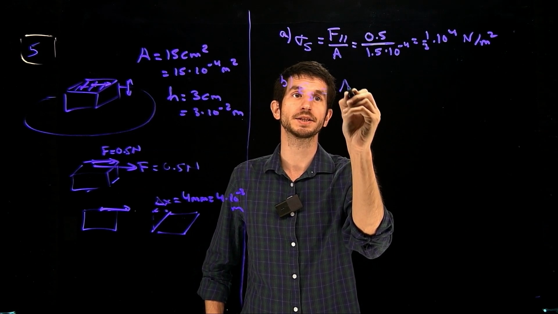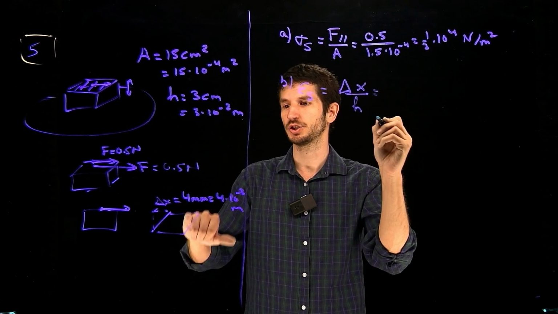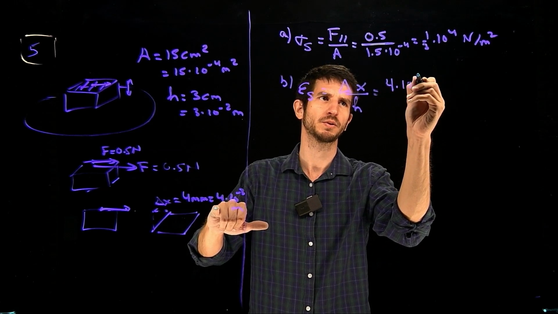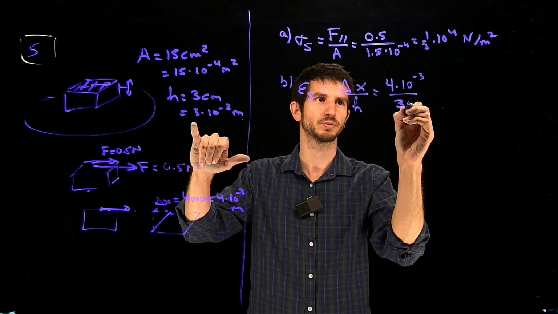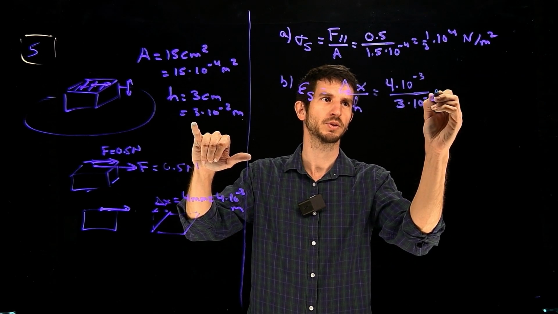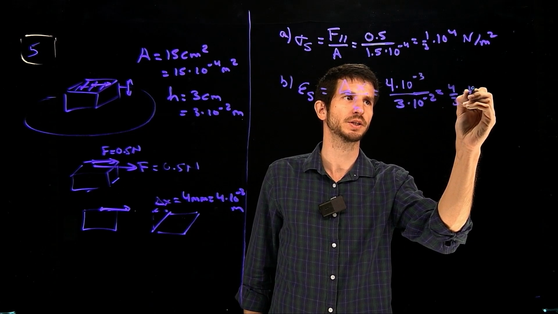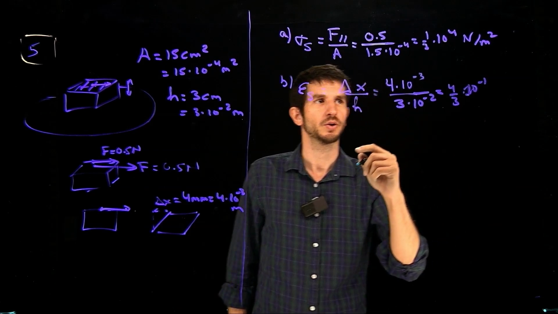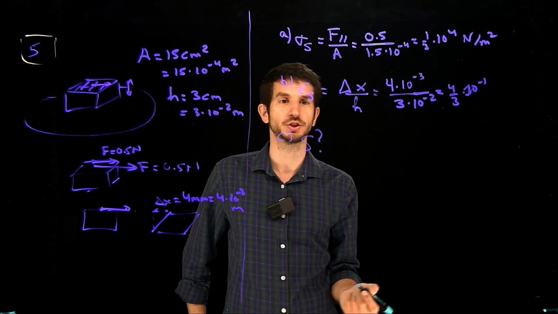Well, the strain in this case is given by the change in position with respect to the height. The change in position is 4 10 to the minus 3. The height is 3 10 to the minus 2. So how much is that? That's 4/3 10 to the minus 1, and this is dimensionless. Okay? And the final question is, how much is the shear modulus?